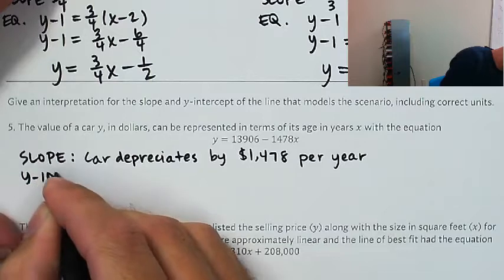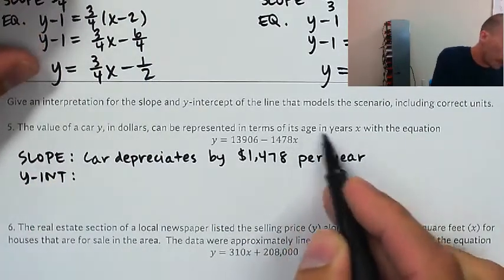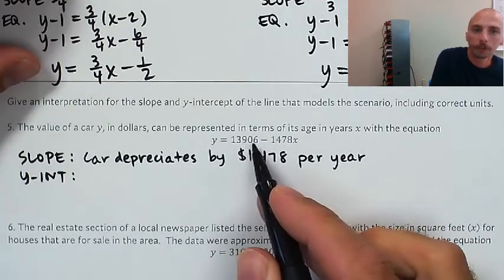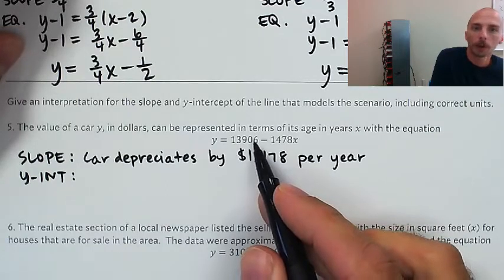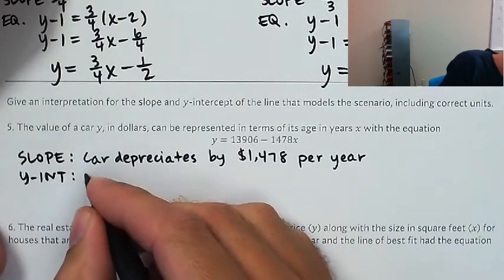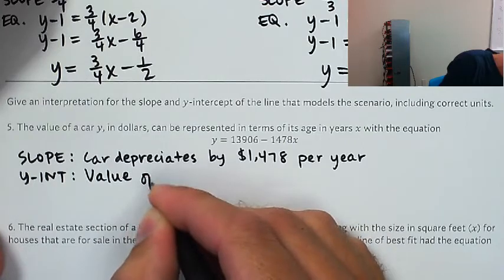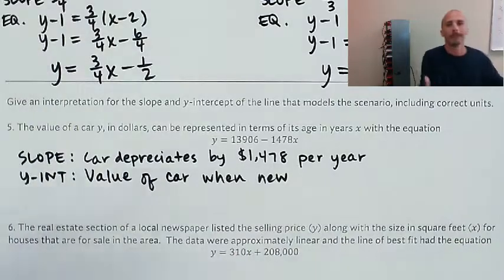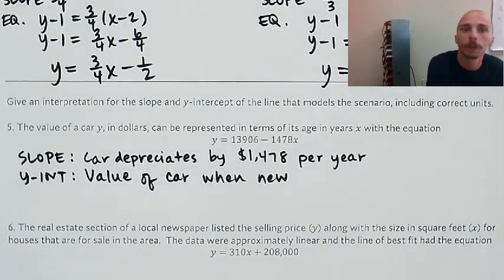The y-intercept, well, remember that's where x equals 0. So if its age in years is 0, then the $13,906 must have been the price of the car when it was new. It must be an old car. So value of car when new, I might say, or at age 0 years, or starting value of the car. I told you earlier that oftentimes the meaning of the y-intercept is the starting value.